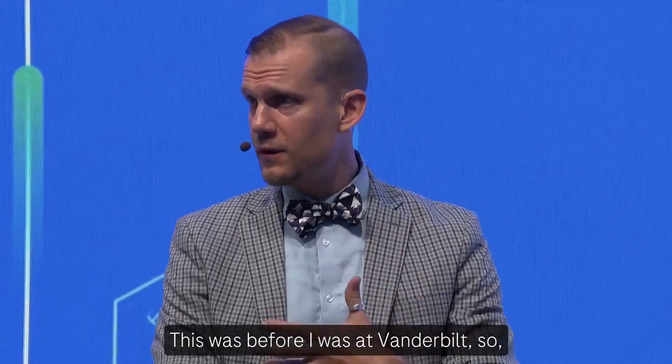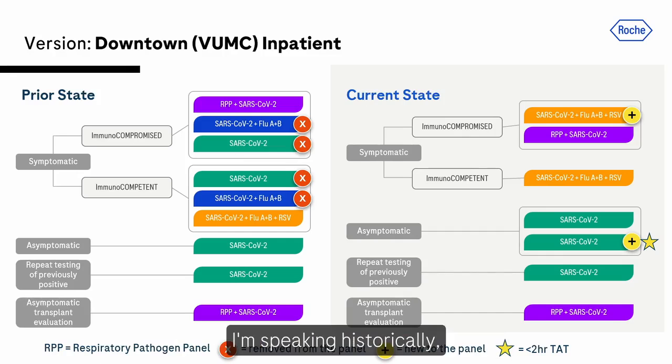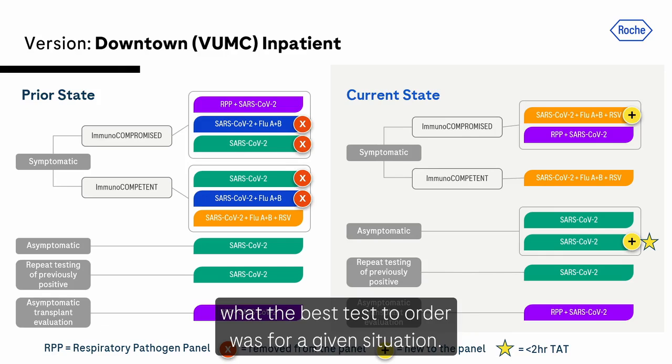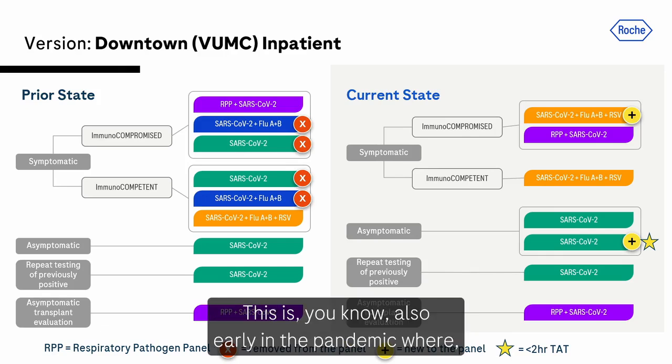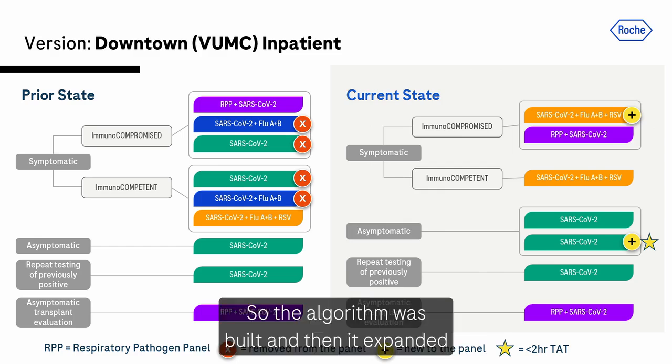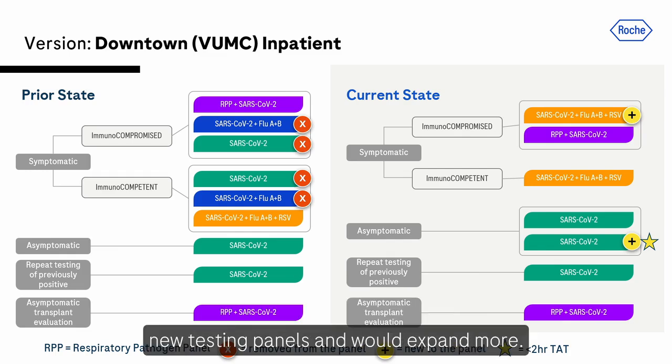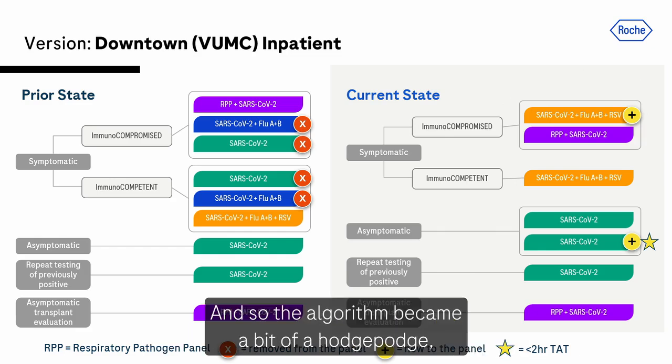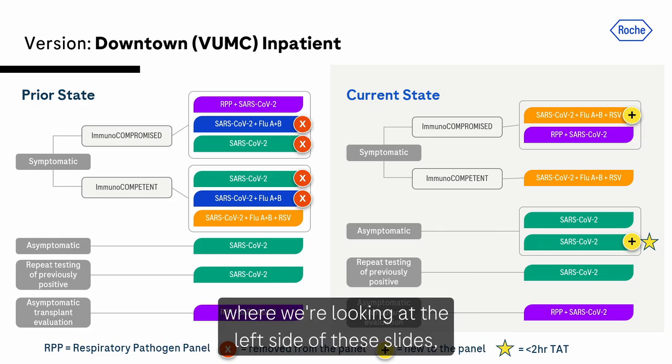of the pandemic. This is before I was at Vanderbilt, so I'm speaking historically. You had providers not knowing what the best test to order was for a given situation. This is also early in the pandemic, where we were designing algorithms to say, okay, we need to test for so many other respiratory viruses. Turns out everything was SARS-CoV-2 for a solid 2 years. So the algorithm was built, and then it expanded, and then the lab would bring in new technologies and new testing panels, and it would expand more, and then new technology, new testing panels, and it would expand more. And so the algorithm became a bit of a hodgepodge, where we're looking at the left side of these slides.